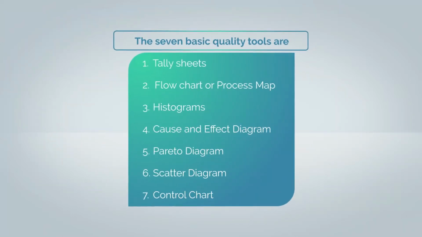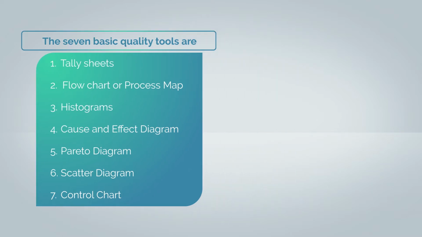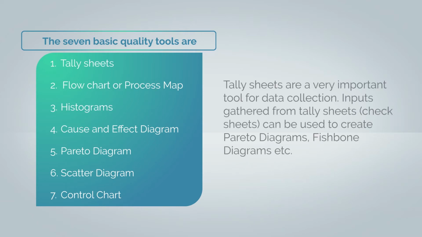Having discussed the concept of data types, let us now have a look at the 7 basic quality tools in detail. The first tool that we will discuss is tally sheets. Tally sheets are a very important tool for data collection. Inputs gathered from tally sheets or check sheets can be used to create Pareto diagrams, fishbone diagrams, etc.